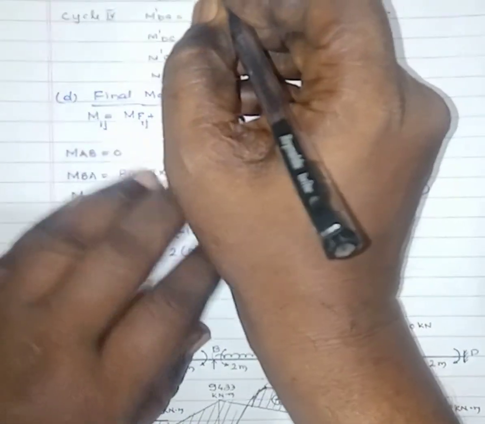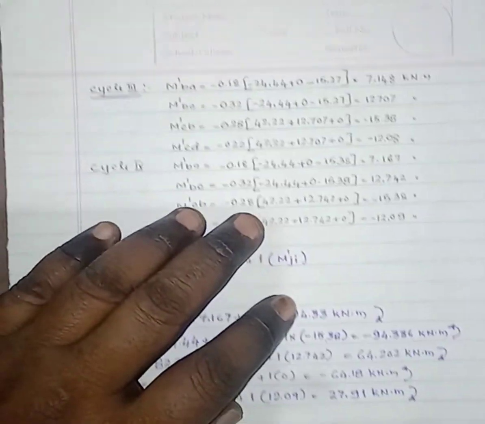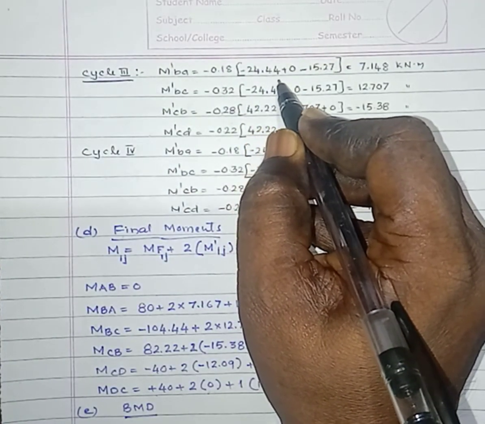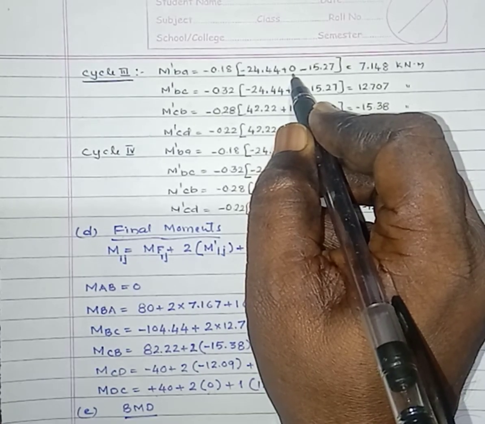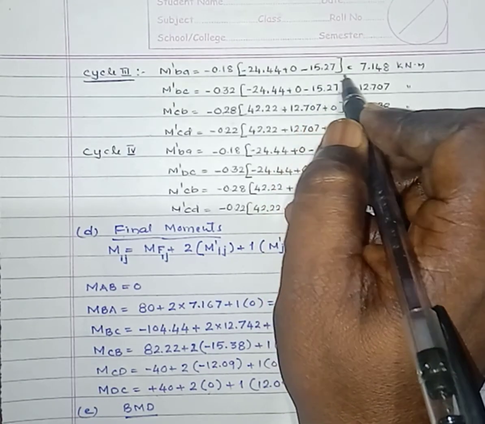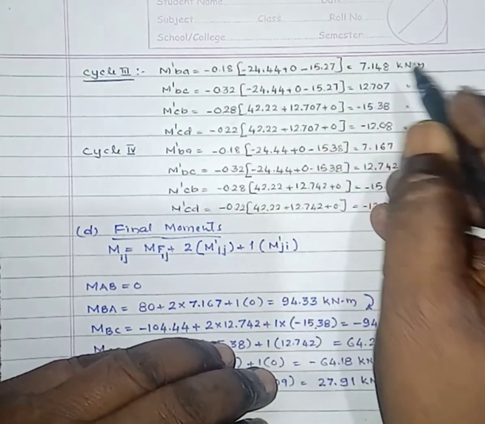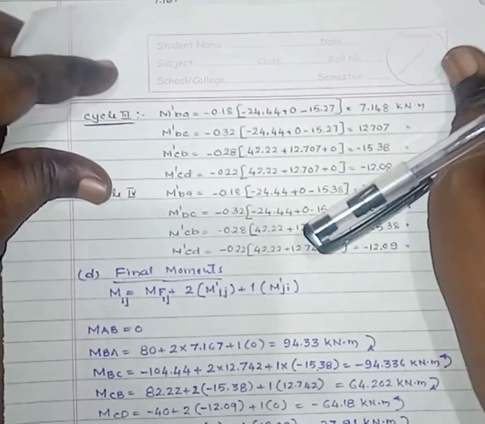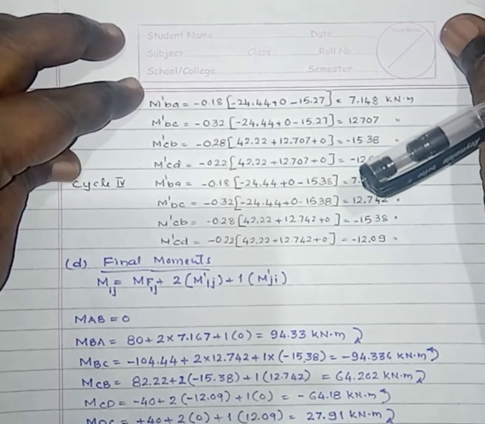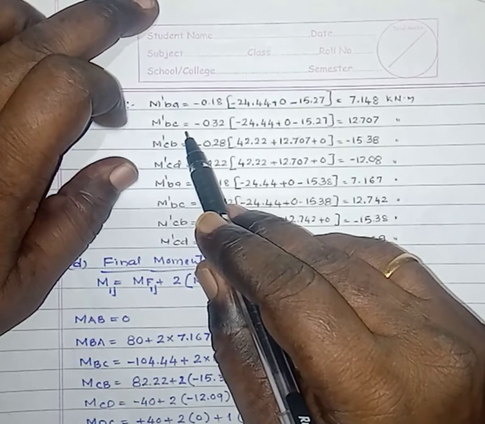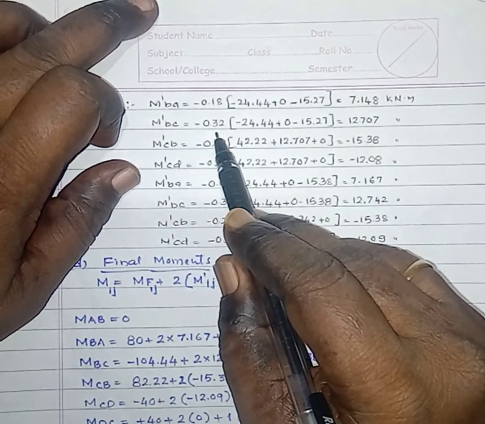the rotational factor, that is minus 0.18, times the sum of the fixed end moment, that is minus 24.44, plus the rotational moment from A, that is 0, and from C, that is minus 15.27. Just now we have calculated. After simplification you will get 7.148 kilonewton meter. Here we have written the value of 7.148.